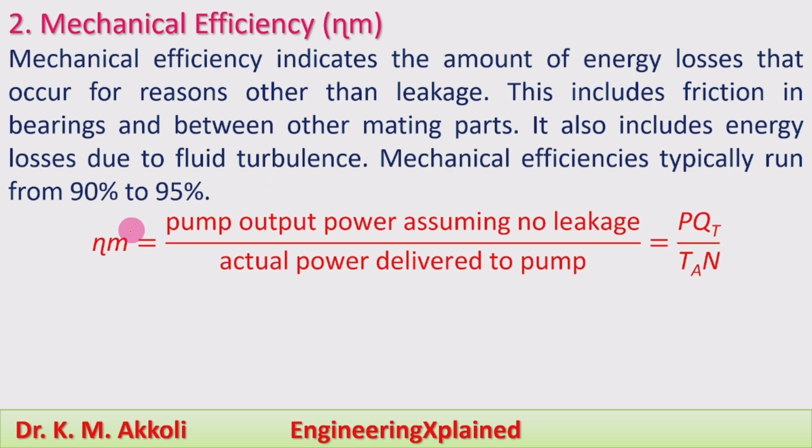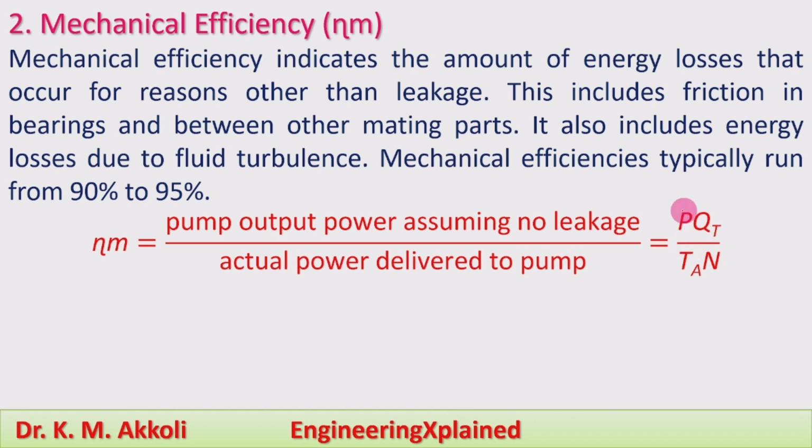The mechanical efficiency can be given as eta m equals pump output power assuming no leakage, divided by actual power delivered to the pump. Here, the leakage parameter is not taken into consideration in this efficiency. That's why it is the pump output power assuming no leakage, divided by the actual power delivered to the pump, that is, how much power we have delivered to the pump.